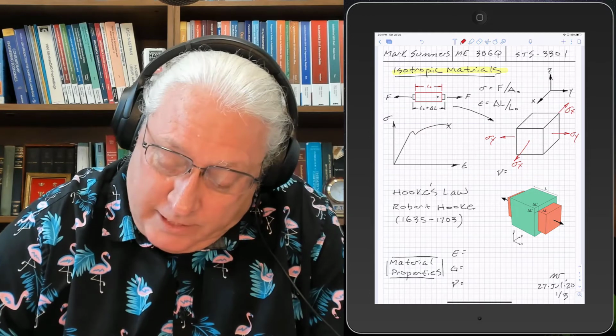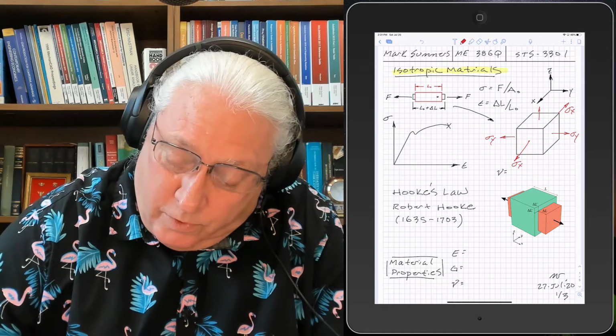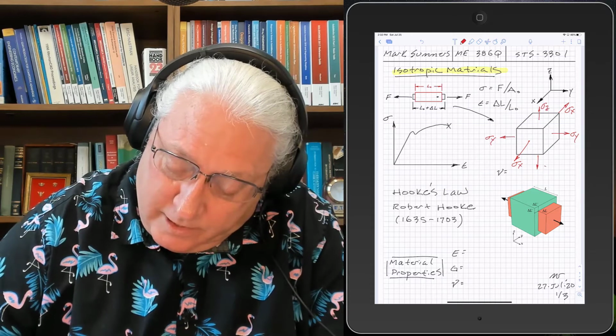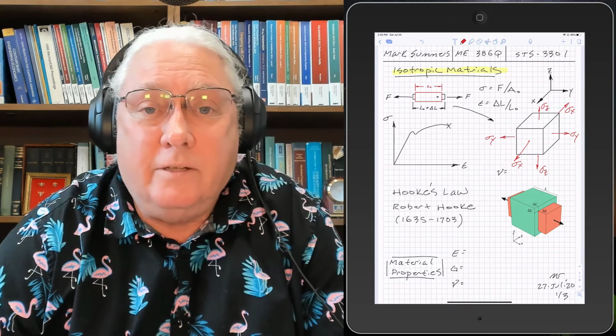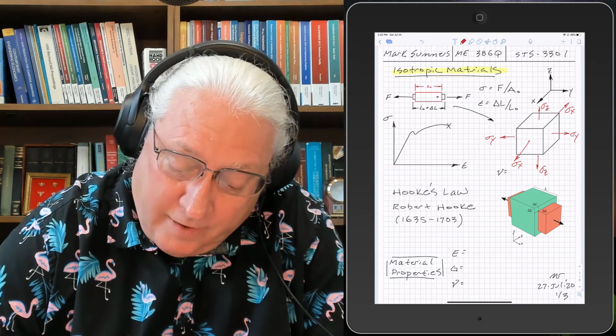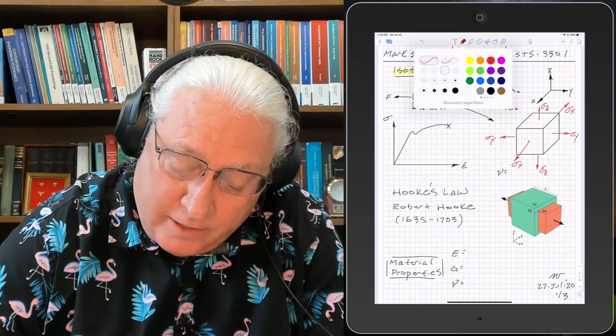And then the z direction has a normal force as well. We'll call that sigma z. So this stress element is still in static equilibrium. Now we're going to define shear stresses.